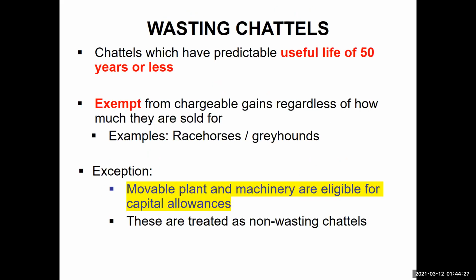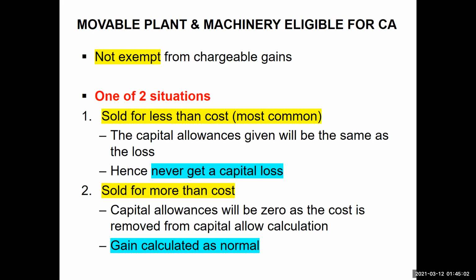Now, wasting chattels. For wasting chattels, we are looking at those chattels which have a predictable useful life of 50 years or less. These are exempt from chargeable gains regardless of how much they are sold for. Examples could be race horses and greyhounds. Now, there's an exception. Except for movable plant and machinery, these are eligible for capital allowances, and they are treated as non-wasting chattels. Movable plant and machinery, which are typically eligible for capital allowances, are not exempt from chargeable gains.